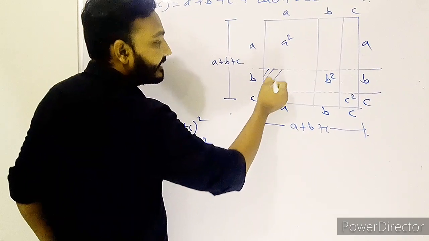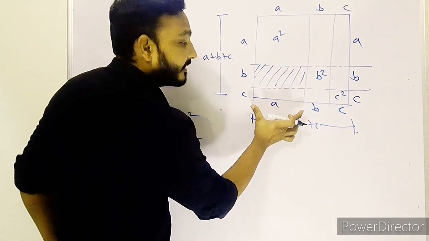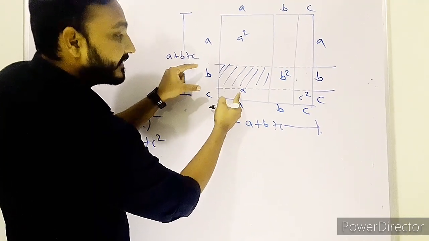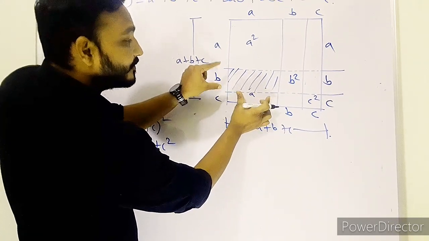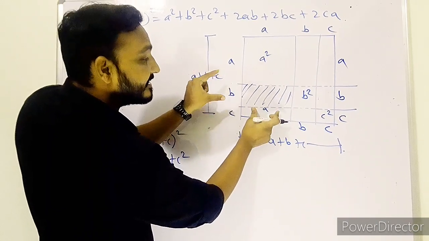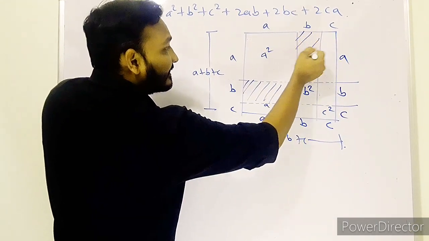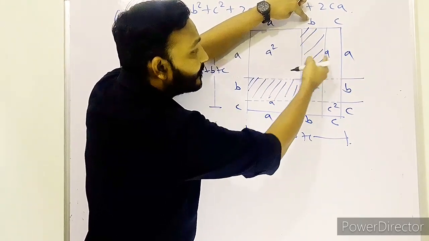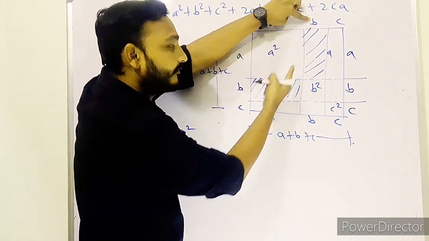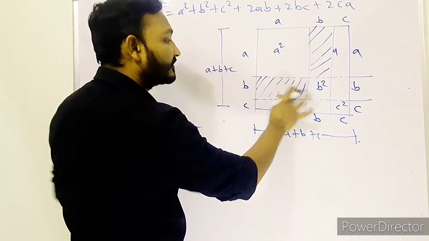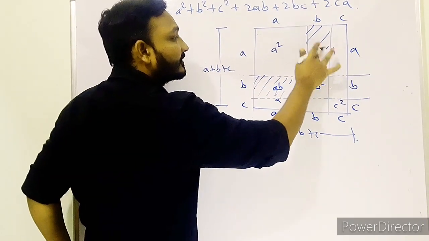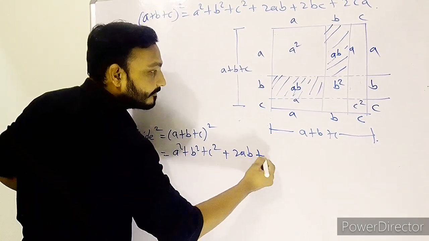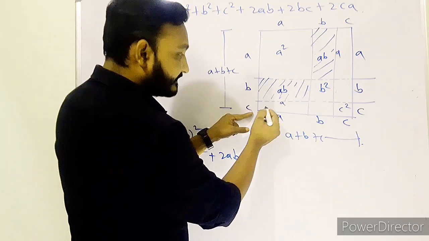Now check the area of this part. Area of this part. This much length is A. This A length is nothing but here. And this one is B. A into B is the area of the shaded region. A into B. This one is also, let us check, B. And this length is A. A into B, area of this rectangle. Area of this rectangle and this rectangle becomes AB. And this one is also AB. How many times AB? Plus 2AB plus this time C.